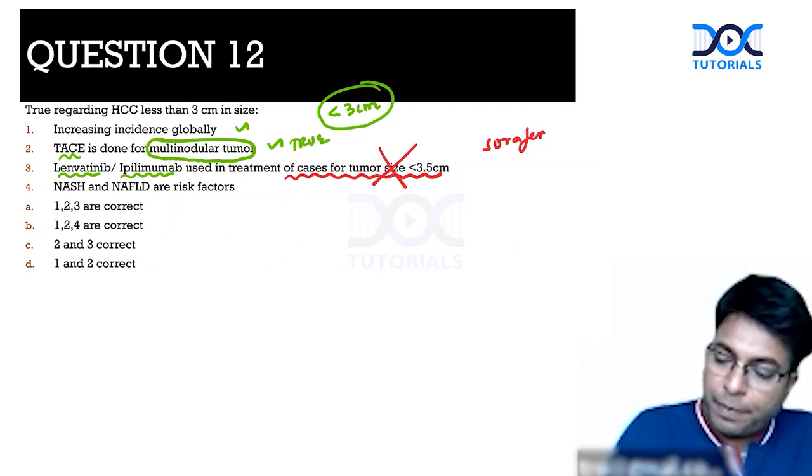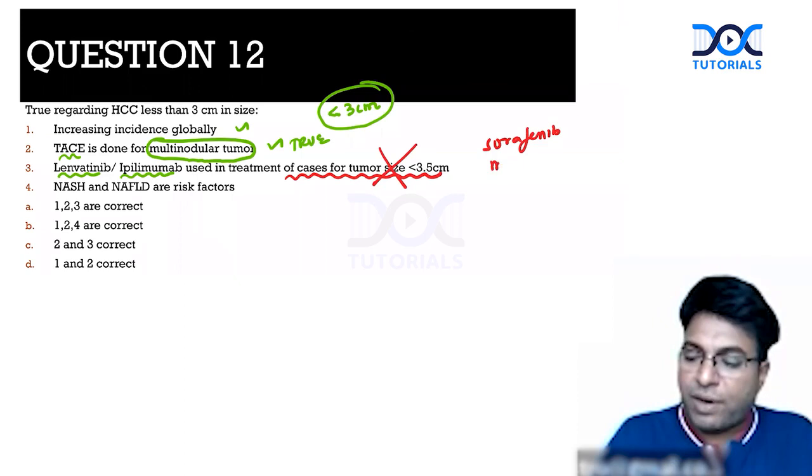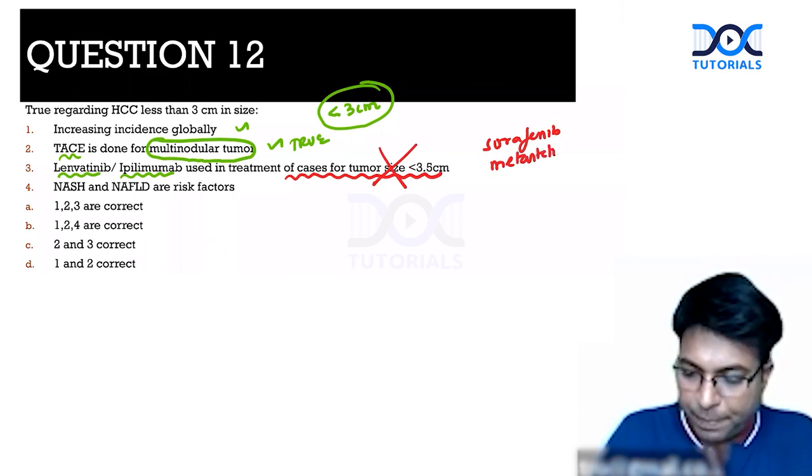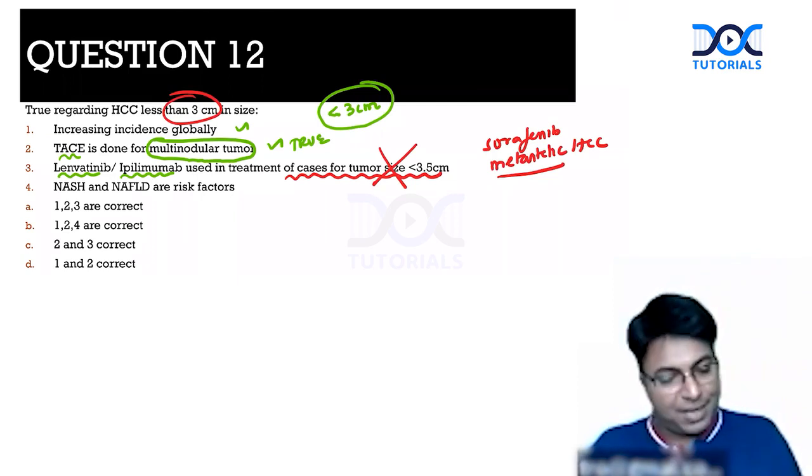Sorafenib, lenvatinib, any monoclonal antibody is given only for metastatic HCC. Not at all for a small tumor like this. We don't give any of these drugs.